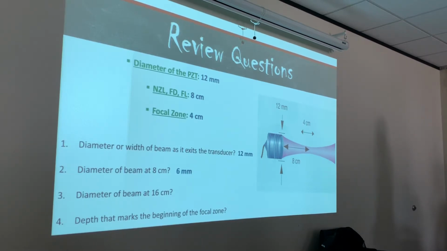Okay? What is the diameter of the beam at 16 centimeters? 12. Okay, 12. What is 16 centimeters equal to? 8 plus 8, so 2 near zone lengths.